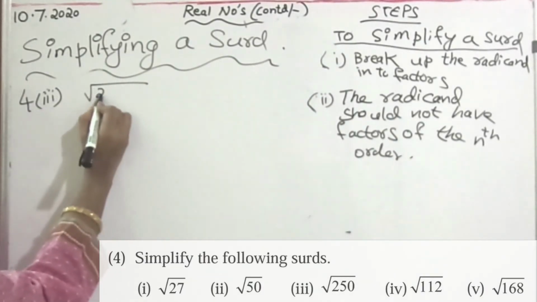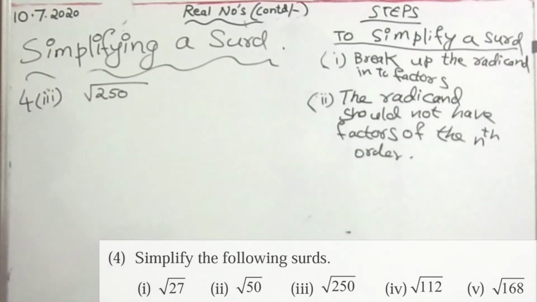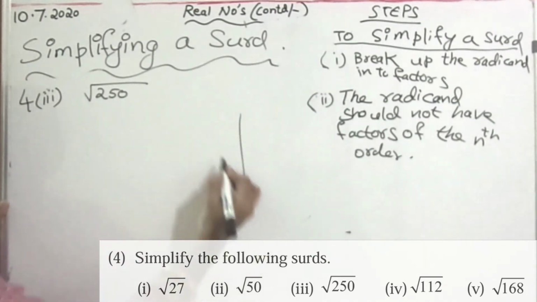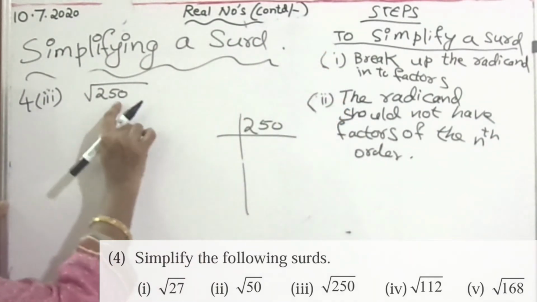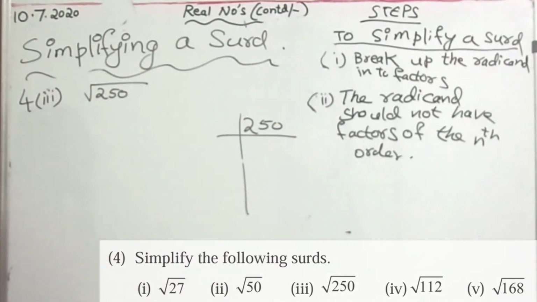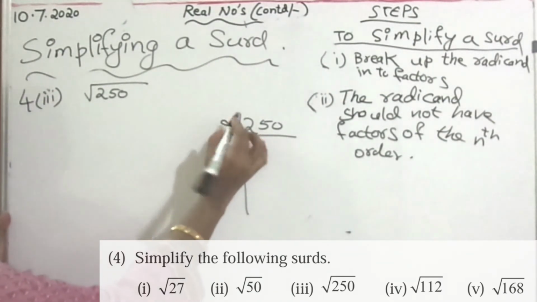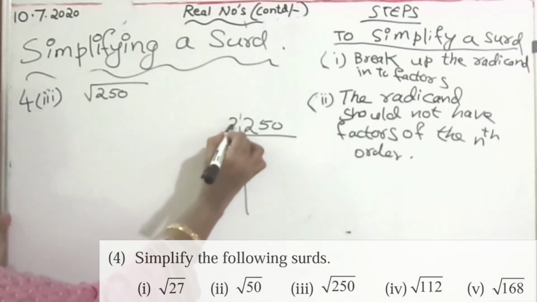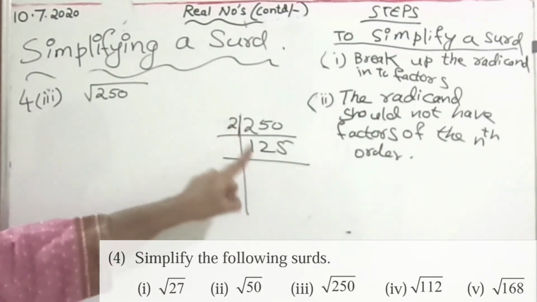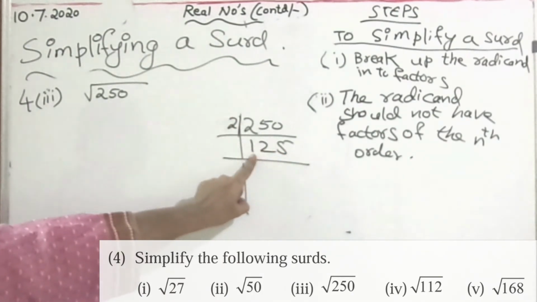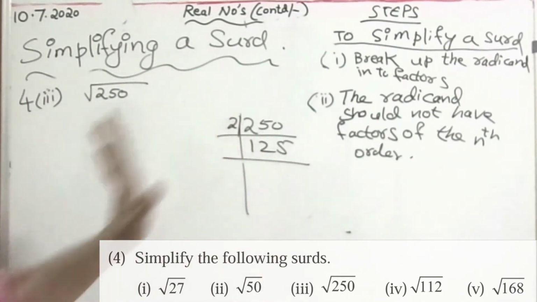Square root of 250. Let us break this into factors first, because our first step is to break the radicand into factors. Which is the smallest number which goes in 250? It's ending in 0. Of course, the test of divisibility says 2 will go. 2 goes how much? 125. Now next 2 will not go, 3 will not go. 5 plus 2, 7 plus 1, 8. 3 will not go. 5 will go.